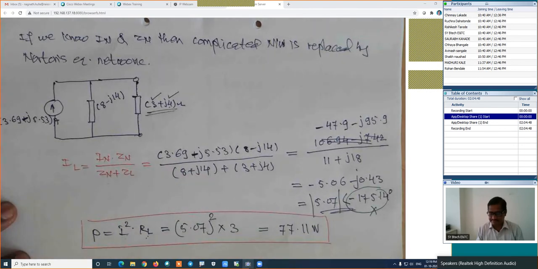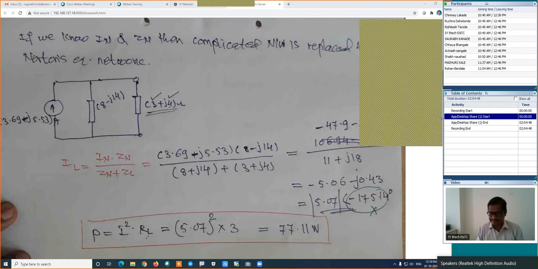Is it right? This is power transfer. Anyone has any doubt regarding this? Sheikh, Naushad, Saurabh, Ruchira, Rohan, Rishikesh, Madhuri, Chinmay. Yes, anyone? No, sir. No doubt.